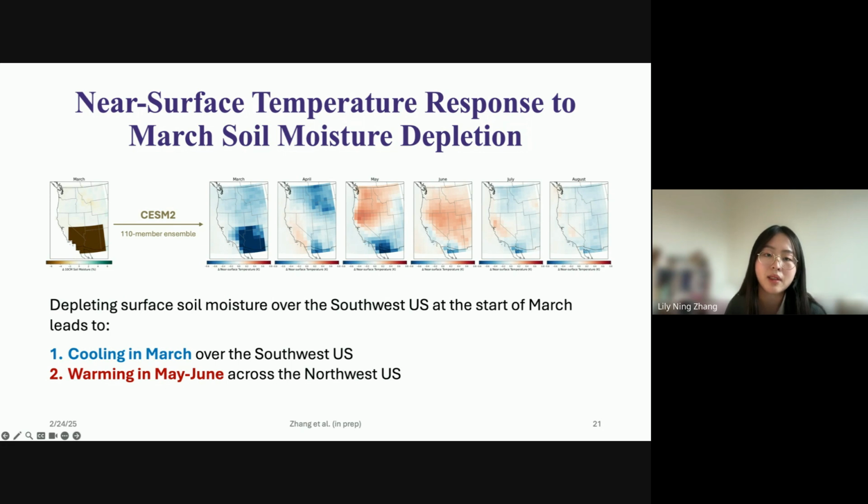When we look at the near surface temperature response, we find 2 interesting things that I'm going to highlight in today's talk. The first is that there's this cooling in March that's happening over our area of depletion in the Southwest US, which might be not what we were expecting. And then what we were expecting is that there's this warming in late spring, early summer across the Northwest US that is very reminiscent of our observed temperature pattern.